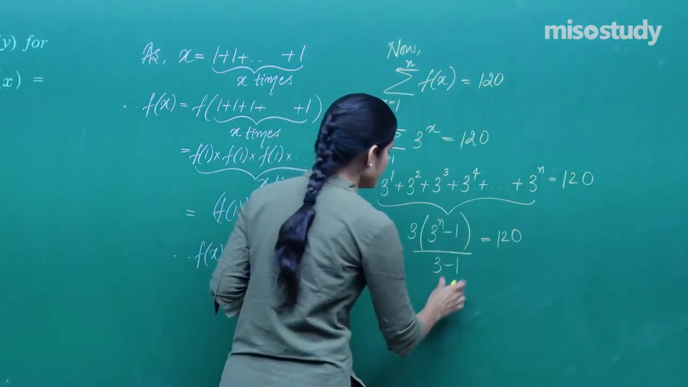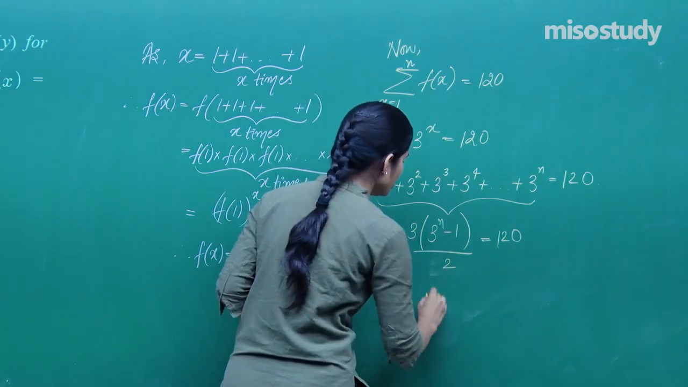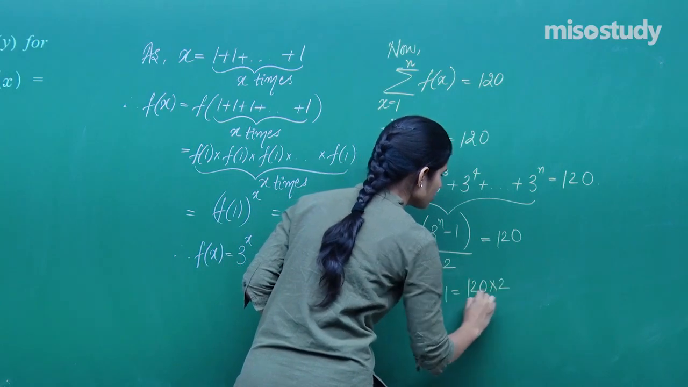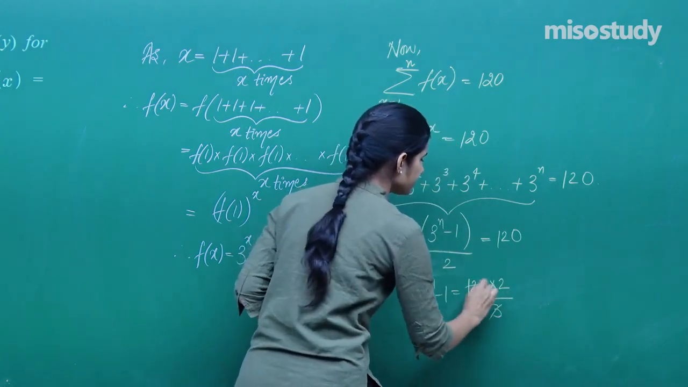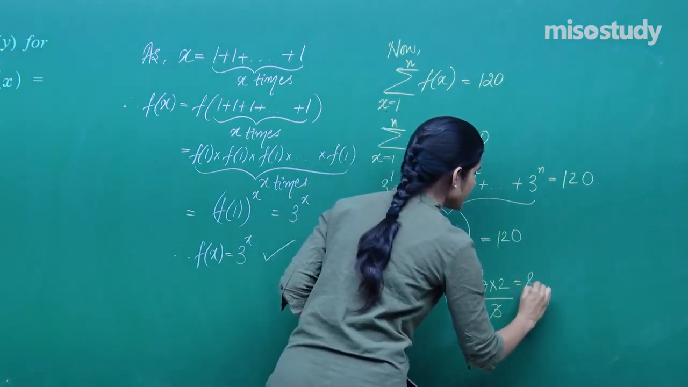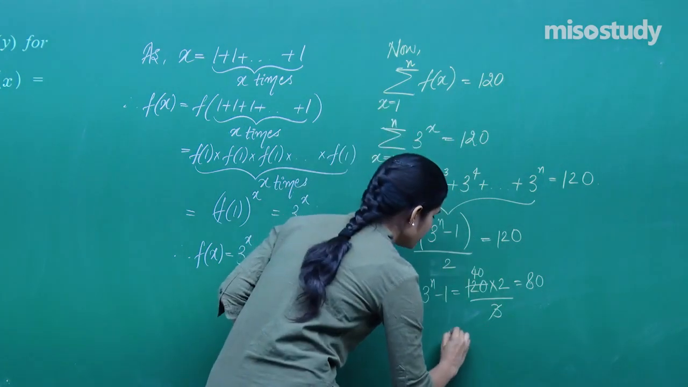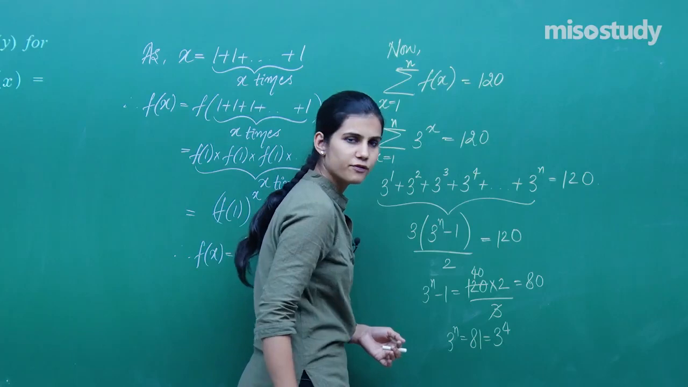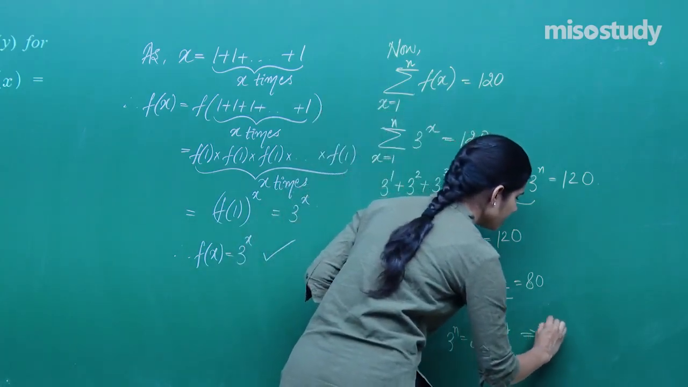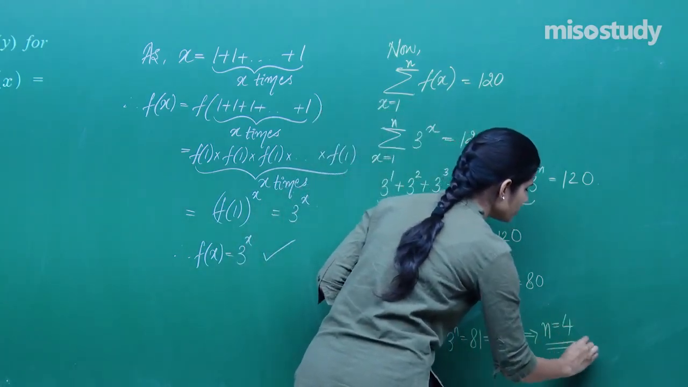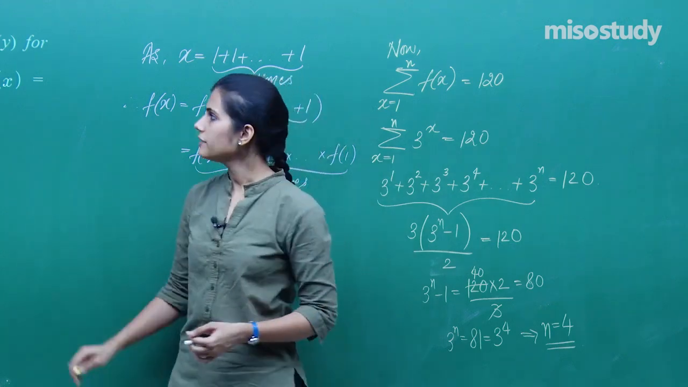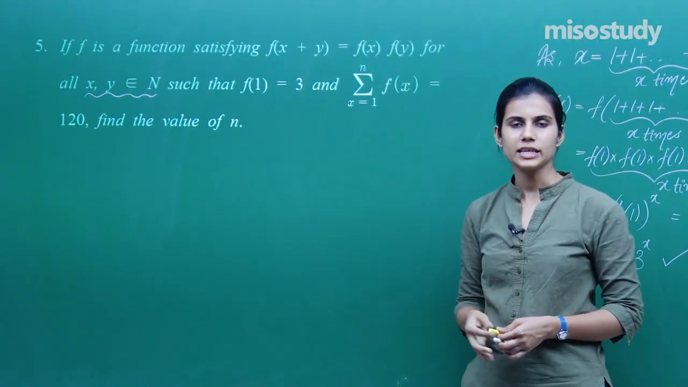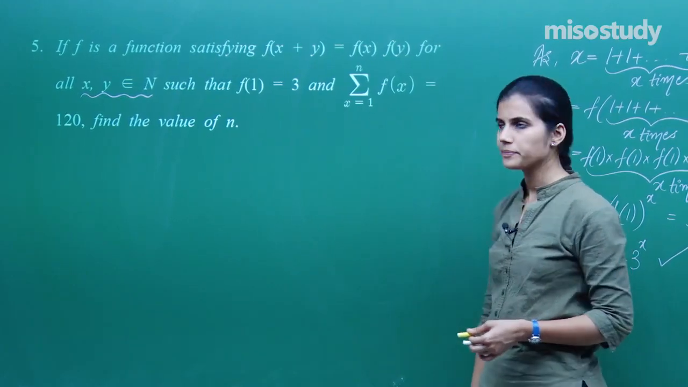Fine. 3 minus 1 is nothing but 2. You eventually get 3 to the power n minus 1 is 120 into 2 upon 3. This is 80. So, you get 3 to the power n equals 81. 81 is nothing but 3 to the power 4. Bases are same, you equate the powers. You get n is equal to 4. And that is the value of n for which summation x going from 1 to n of f x is 120 when f x is 3 to the power x.